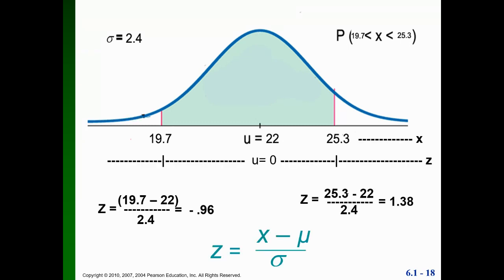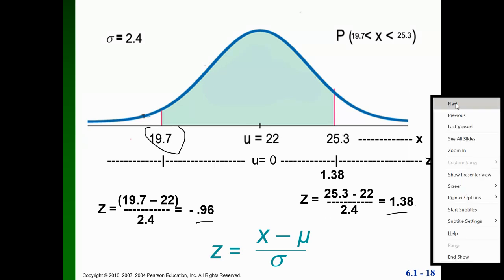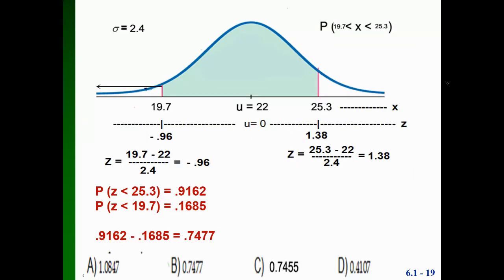All right, so taking this score, subtracting the mean, dividing by the standard deviation, there's my z-score. Doing the same thing for 19.7, there's a z-score. Notice it's negative because it's to the left of the mean. 22 becomes 0 when you standardize it. All right, 1.38, negative 0.96. Going to the table, the area associated with 1.38 was 0.9162 all the way back. The area associated with 19.7 was 0.1685.